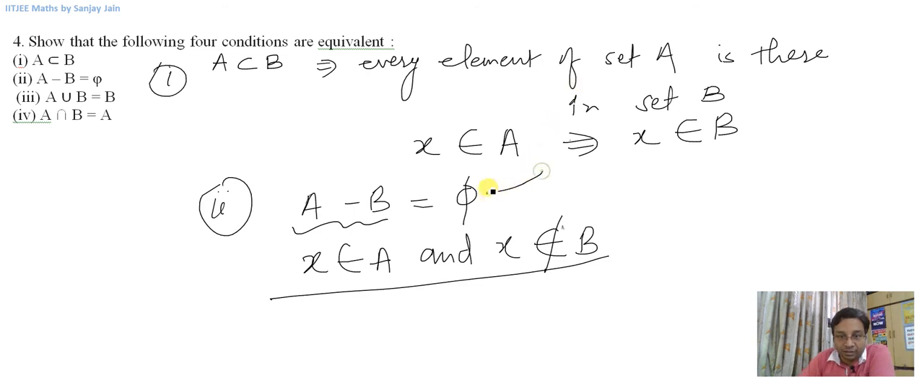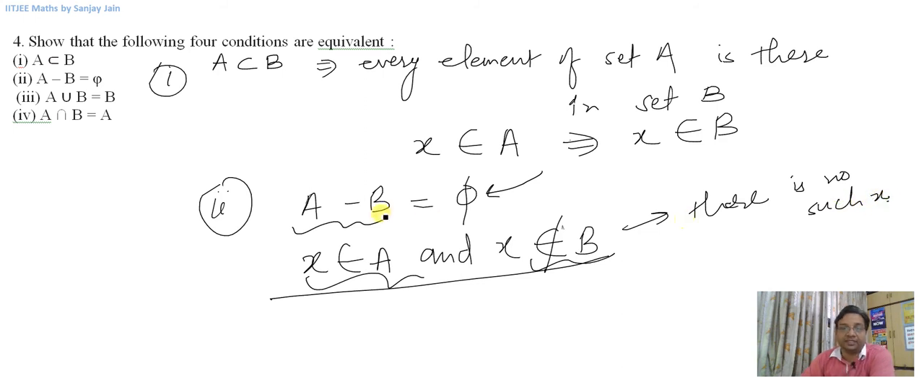There is no such X. So X belongs to A and X doesn't belong to B. There is no such X, right? So A minus B is given as phi. What does phi mean? The empty set. So there is nothing that belongs to A and doesn't belong to B, right? That means A is a subset of B.